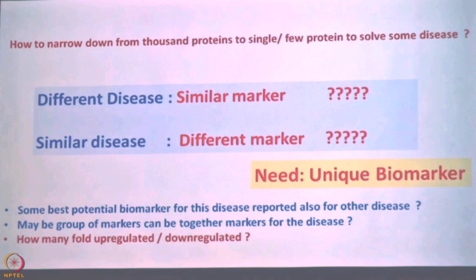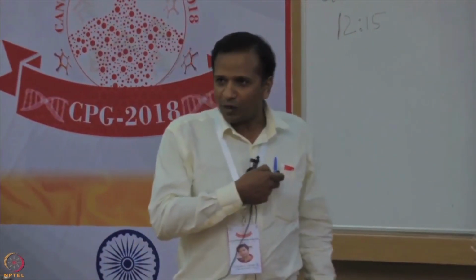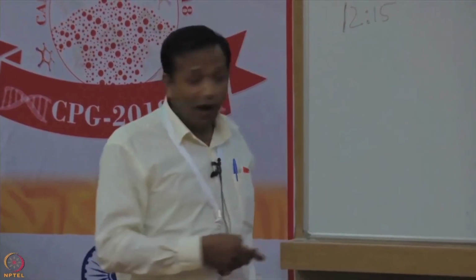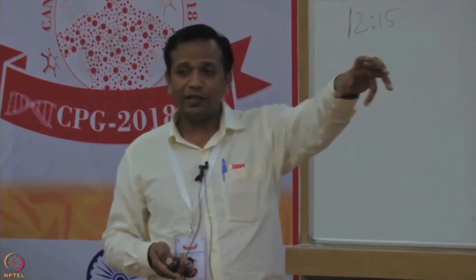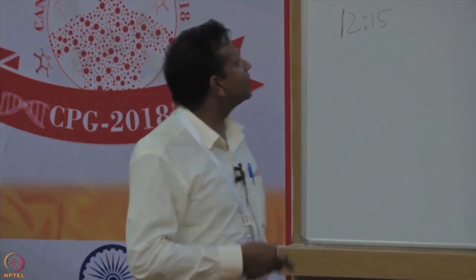If you go to search for biomarkers, different disease, same marker. Same disease, different marker. You will get confused and you will end up with nothing. So the bottom line is that we need a unique biomarker. That's the whole thing, and the field should grow it. Or maybe you need a set of biomarkers. If someone says this is this disease, then again you go to cross check, you go to verification. That has to be done.